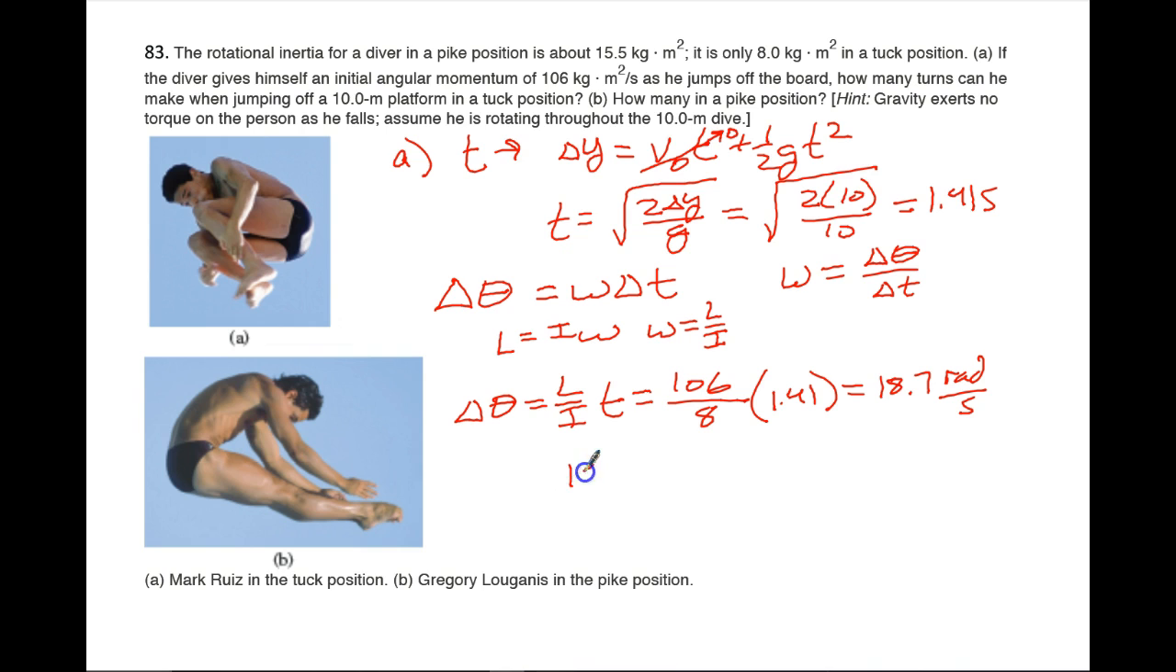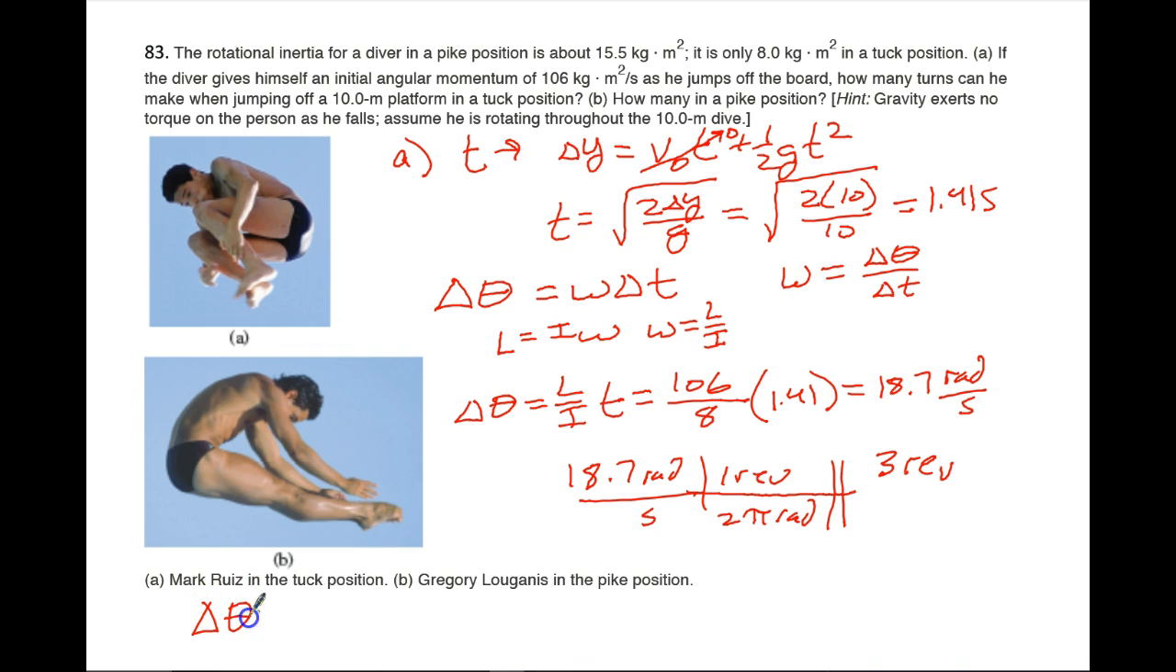So we've got 18.7 radians, and we know that in one revolution there are 2 pi radians. So now when I do my math, I'm going to end up with about 3 revolutions, and that's the answer for part A. For part B, we're going to do something similar.